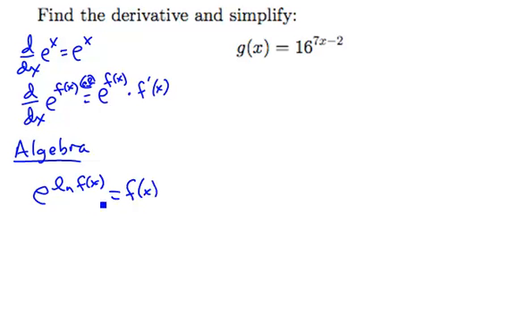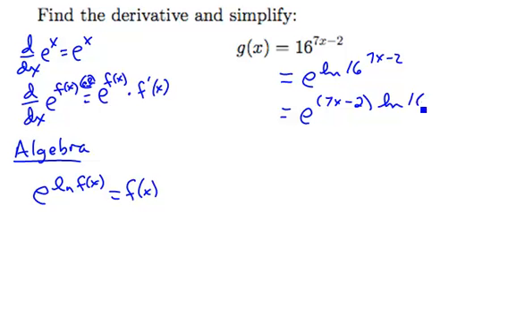So if you have some function sitting there and you want to make it look like a base e exponential, you can simply rewrite it this way. So my function g, I'm going to rewrite as e to the natural log of 16 to the 7x minus 2. And then what I'll do is a little bit of algebra on this to help simplify. The 7x minus 2 exponent on the argument in the log can be brought out in front of the log. So I can rewrite this one more time so that it's e to the 7x minus 2 multiplying the natural log of 16.